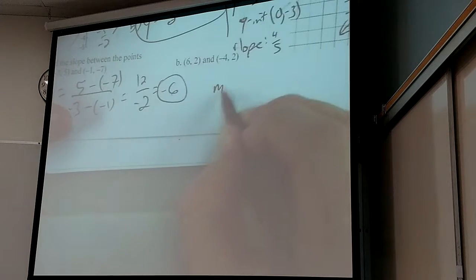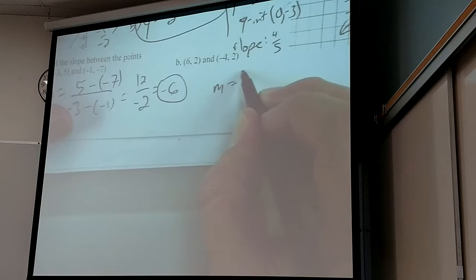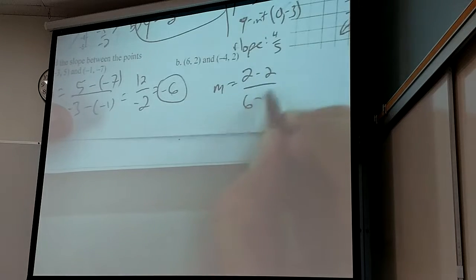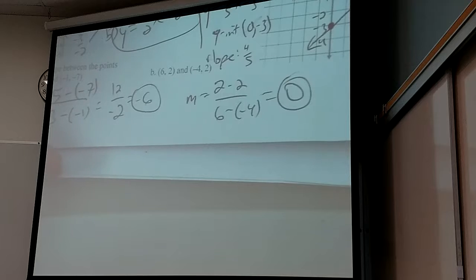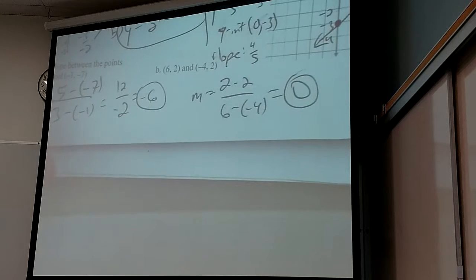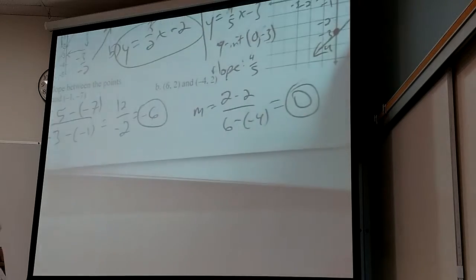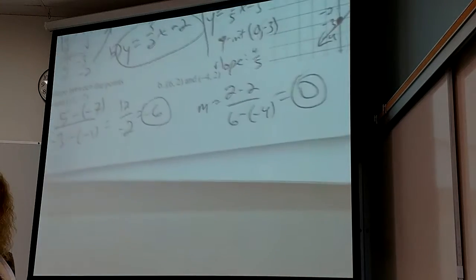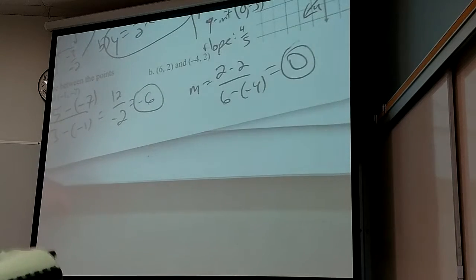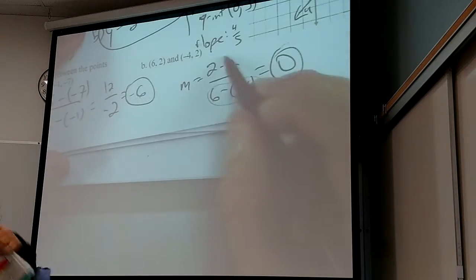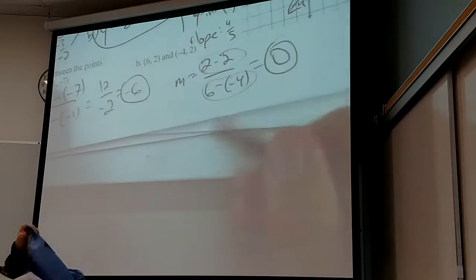And then what's true about this one? 2 minus 2 over 6 minus -4. It doesn't even matter what the bottom is. So it's a straight line. If you plot 6, 2 and -4, 2, see it? Both the y points are the same, so it's just going to stay at that level. The bottom is non-zero, the top is 0.